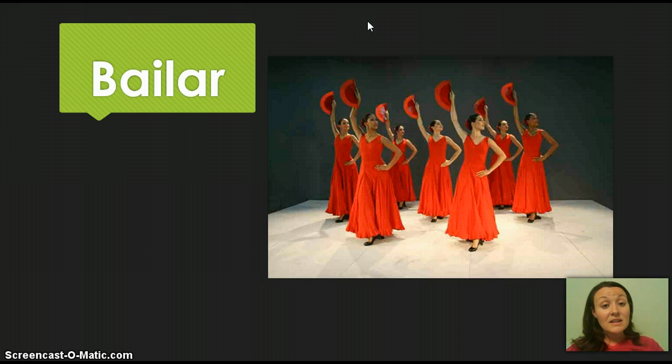Bailar. Bailar significa to dance. Remember, with these, like we did in class, we did those infinitive images. Make sure you have an association with that verb, something that you can think of. So maybe it's not flamenco, maybe it's a dance style that you like. So when you think of dance, ¿en qué piensas?